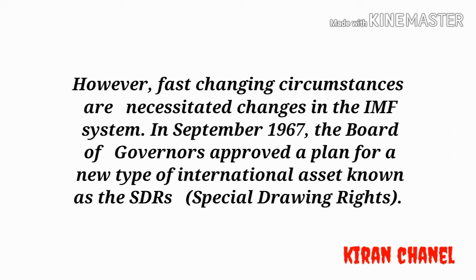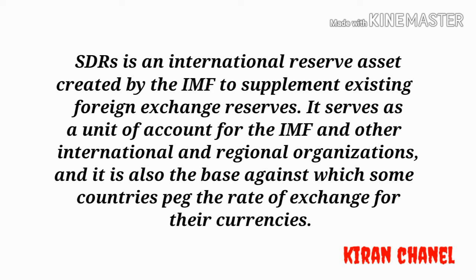In September 1967, the board of governors approved a plan for a new type of international asset known as the SDR, Special Drawing Rights. SDR is an international reserve asset created by the IMF to supplement existing foreign exchange reserves. It serves as a unit of account for the IMF and other international and regional organizations, and it is also the base against which some countries peg the rate of exchange for their currencies.